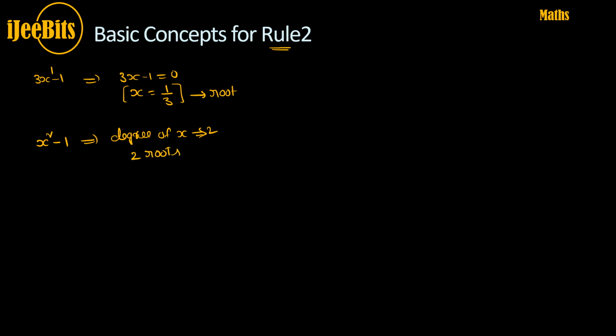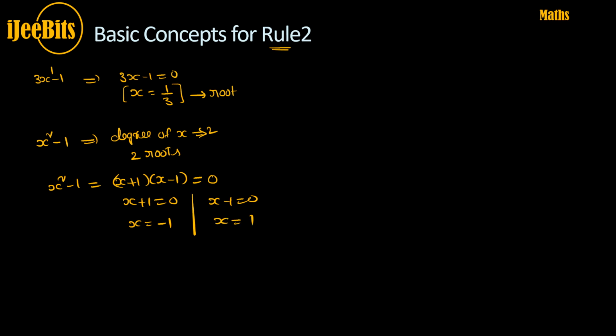Let's see how. x square minus 1 can be written as x plus 1 into x minus 1, equal to 0. Then x plus 1 equal to 0 and x minus 1 equal to 0. So x equal to minus 1, whereas x is equal to plus 1. So the x values are minus 1 and plus 1. Correct? Because of this degree, you will be able to get the answer.